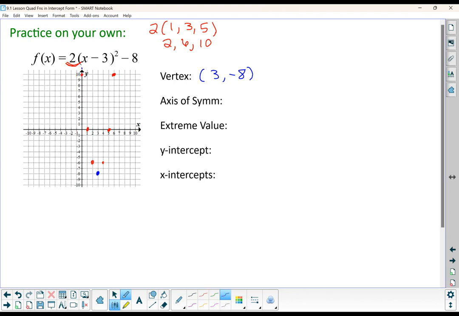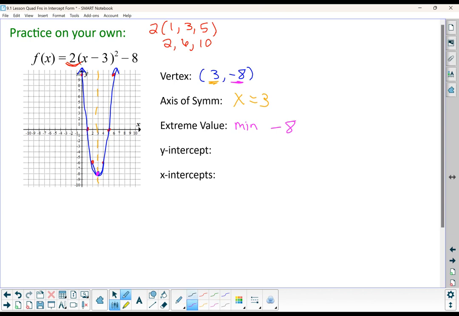Okay, so if we sketch this, I kind of missed the vertex. You can see that the axis of symmetry, which cuts that parabola right in half, is at x equals 3. You'll notice that that always matches the x value of the vertex. And in this case, we have a minimum, and the minimum value is negative 8. You'll notice that that matches the y value of the vertex. So the vertex includes information about both the axis of symmetry and the extreme value.